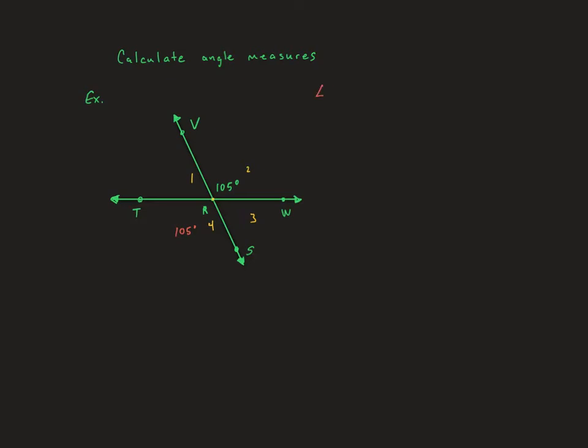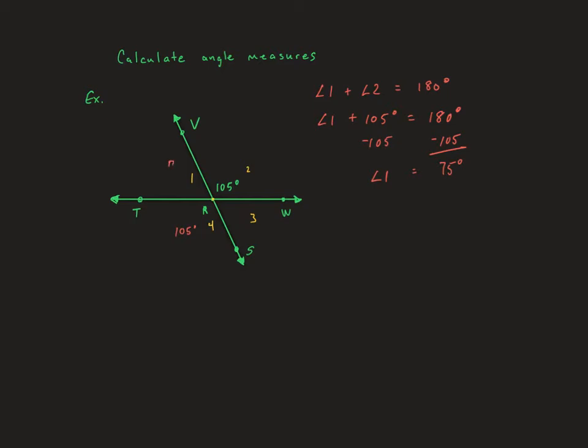Or angle 1 plus angle 2 is equal to 180 degrees. I don't know what angle 1 is yet, but I do know that angle 2 is 105 degrees, and that is going to be equal to 180 degrees. So just do my inverse operations, and I end up with 75 degrees. Angle 1 is equal to 75 degrees.